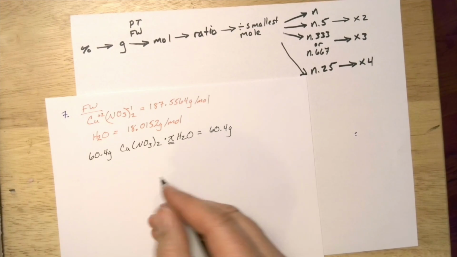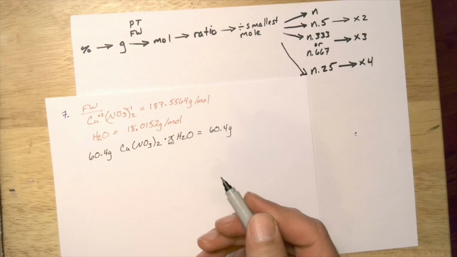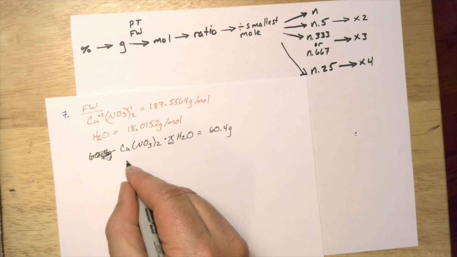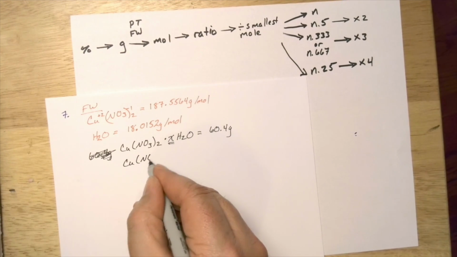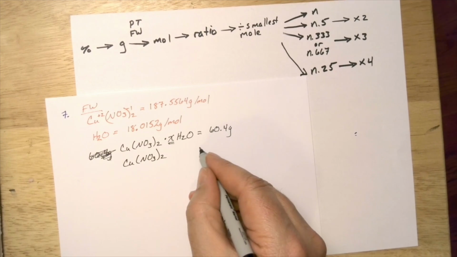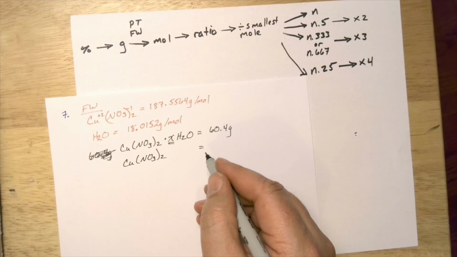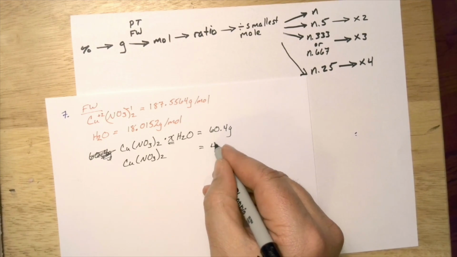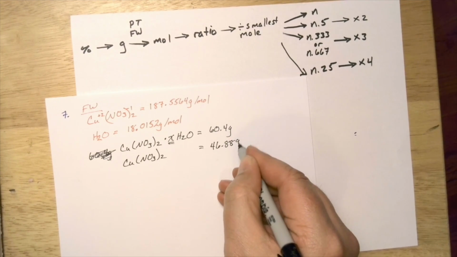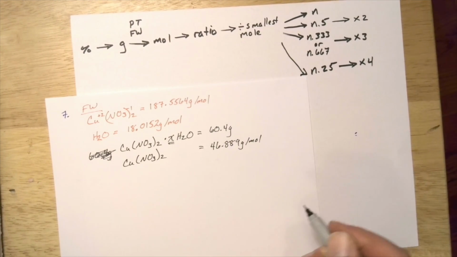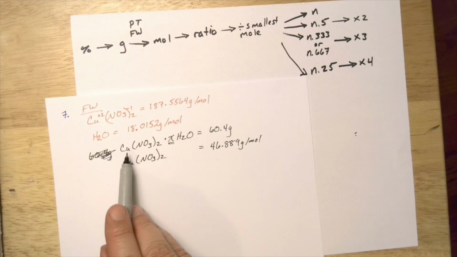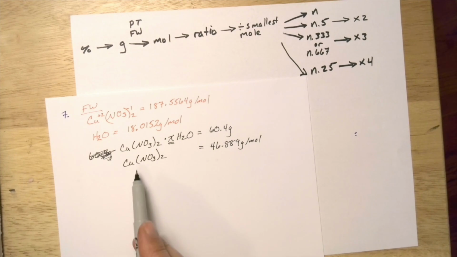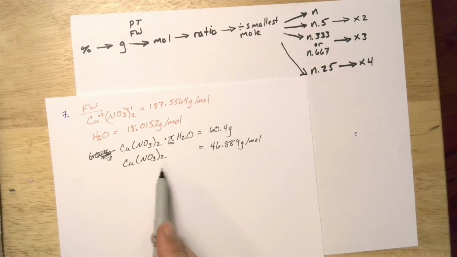Then you heated it up, you evaporated the water, because I'm going to get rid of this here. And you have anhydrous cupric nitrate. And when you do that, you had 46.889 grams per mole. So, if the hydrated cupric nitrate had a mass of 60.4, you evaporated the water, and you end up with anhydrous cupric nitrate would have this mass.